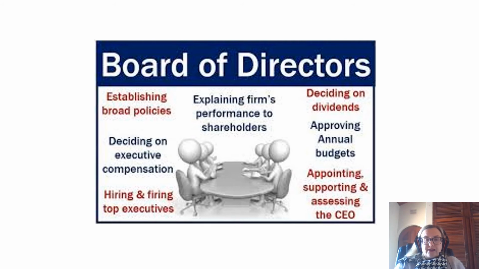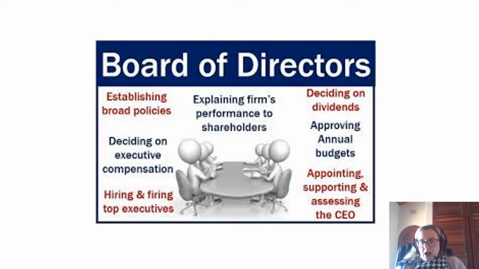Let's have a quick look at the board of directors collectively in this little slide, as to what their broader responsibilities are. Establishing policies across the company that are going to support the delivery of that strategy. Explaining the company's performance to its shareholders, that accountability. Determining on dividends, which will be that return on the investment to shareholders. Approving annual budgets. If you're going to deliver a strategy, you need to pay for it. How are you going to pay for your strategy?